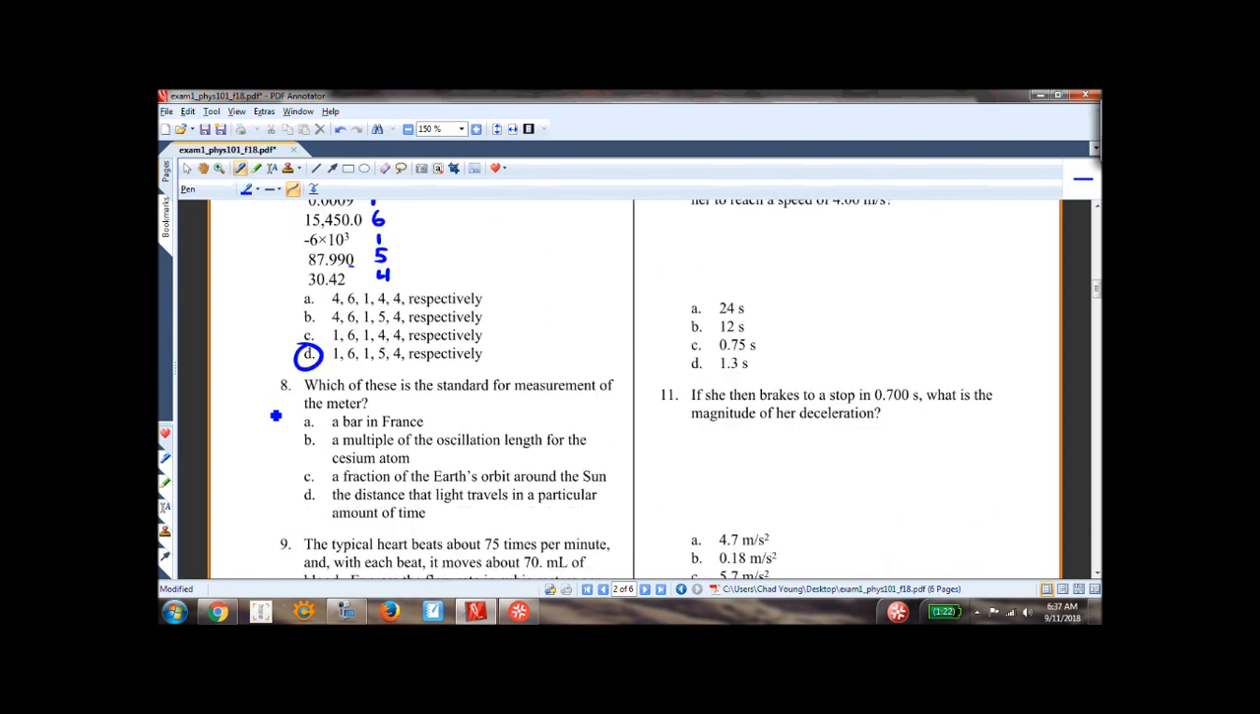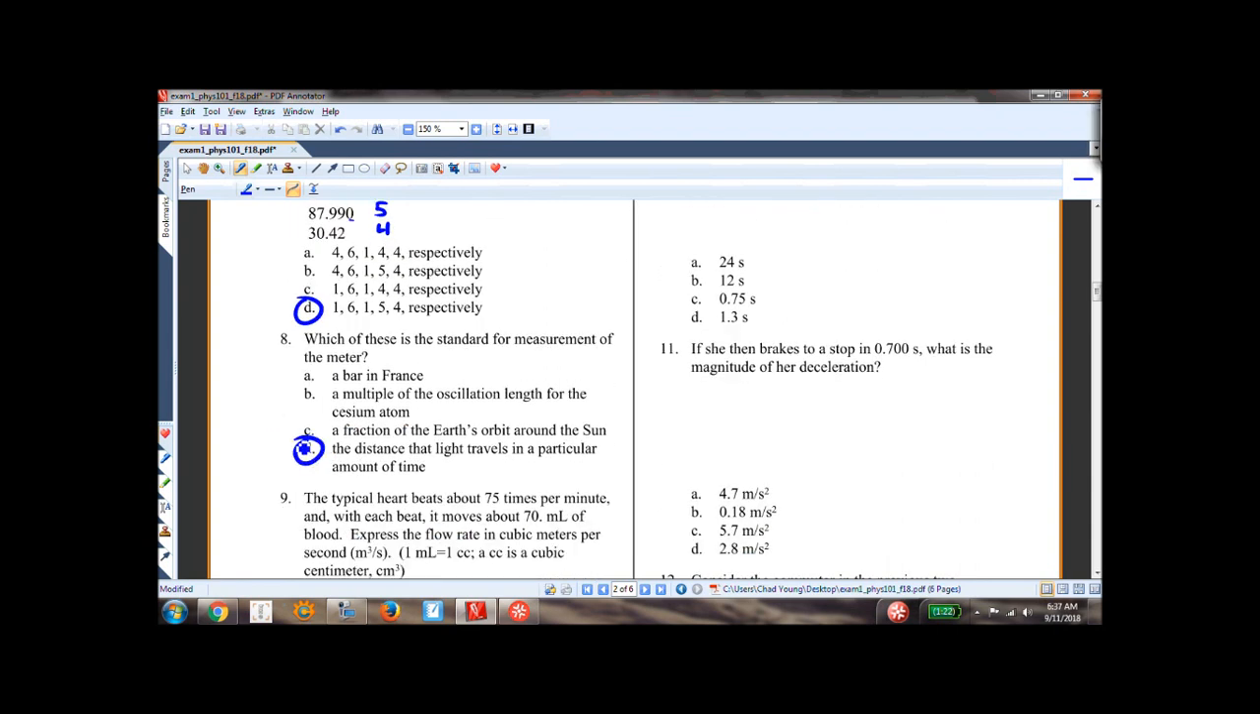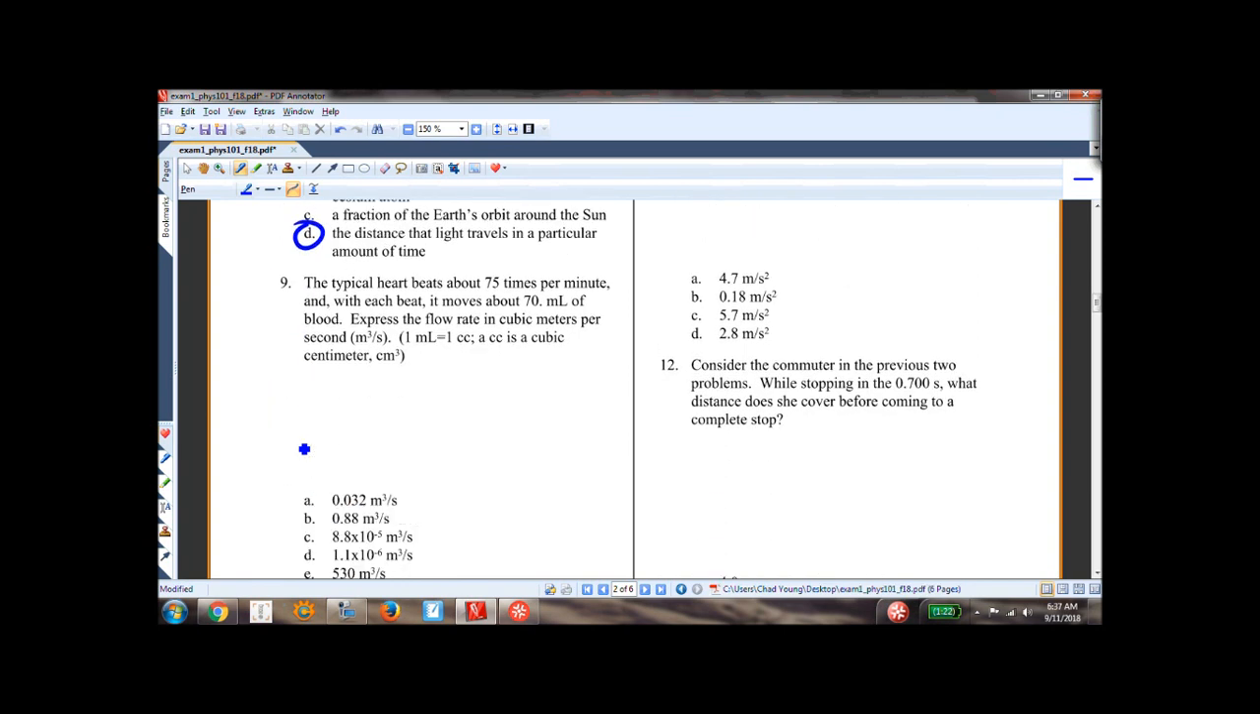Which of these is standard measurement for the meter? It's the distance that light travels. Okay, this is a good conversion problem.